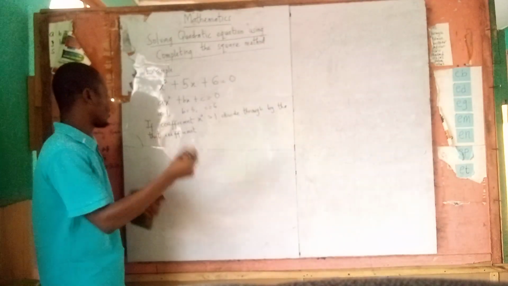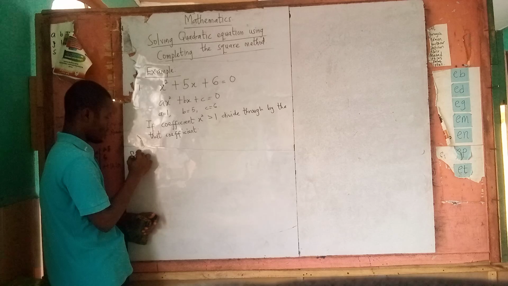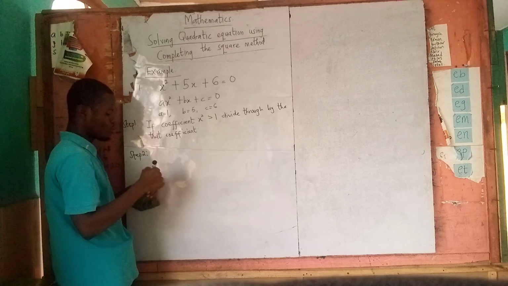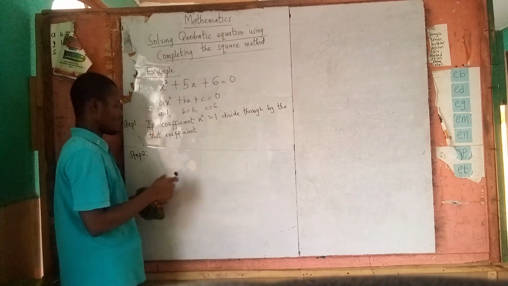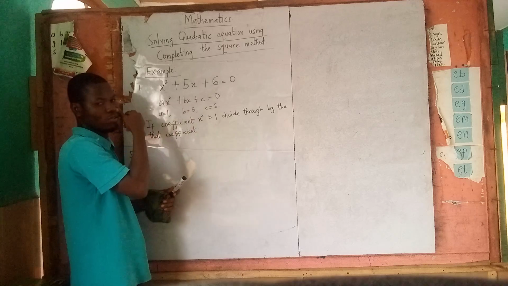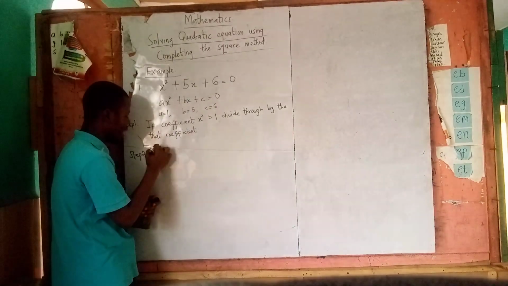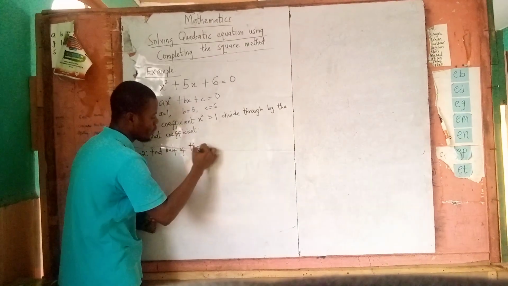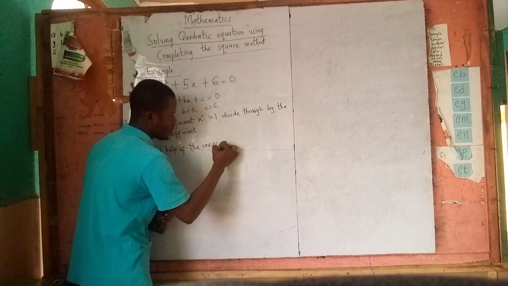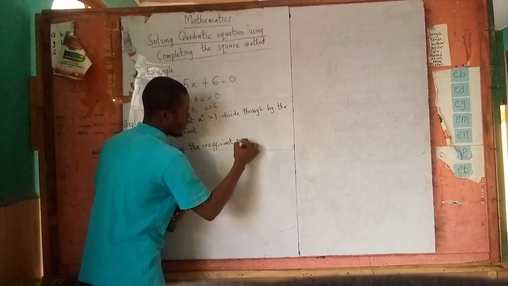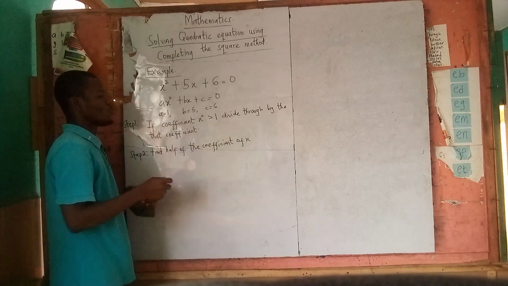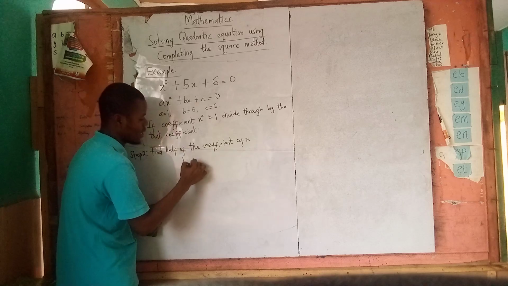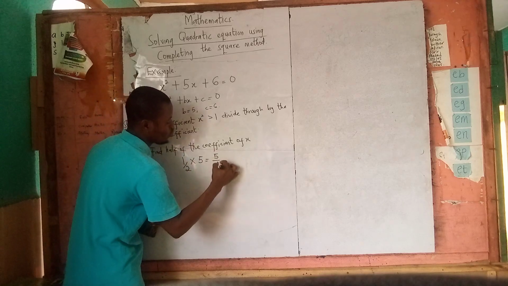This is step 1. Step 2, we check the coefficient of x. The coefficient of x here is 5. So what do we now do? We find half of the coefficient of x. What is the coefficient of x here? 5. So half of 5 is 5 over 2.